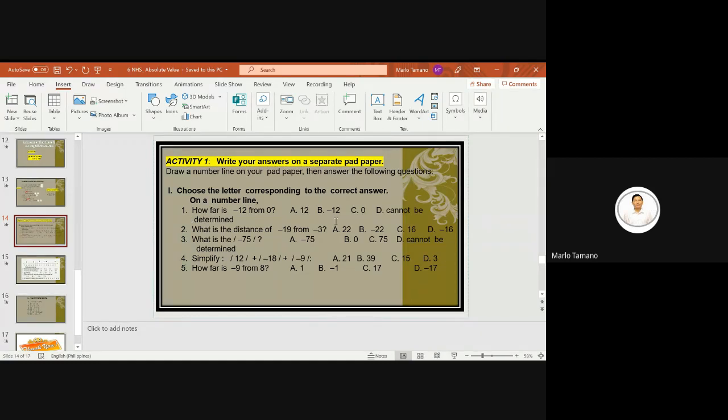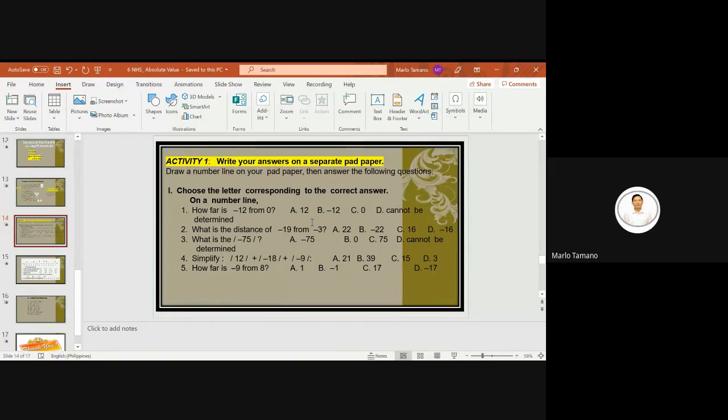Okay? So assuming tapos na kayo, no? How far is negative 12 from 0? Ano sagot niyo? Gaano kalayo negative 12 mula sa 0? A is 12, B is negative 12, C is 0, D cannot be determined. What is your answer? B po.